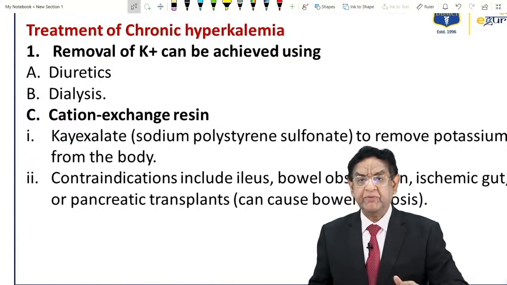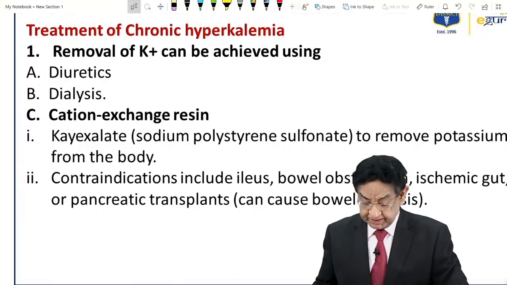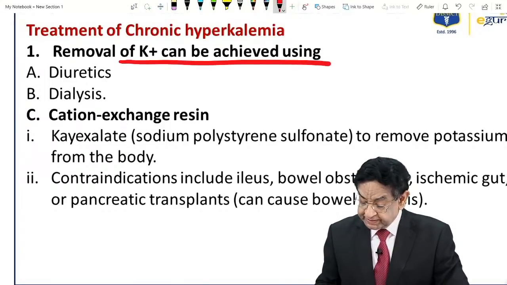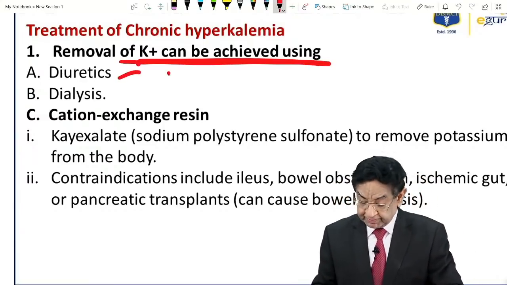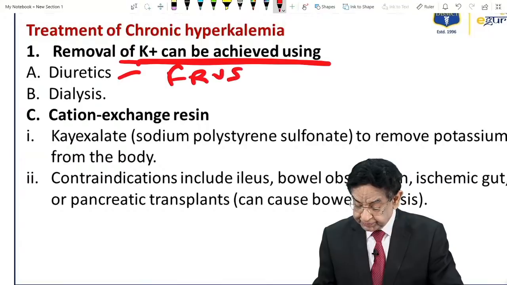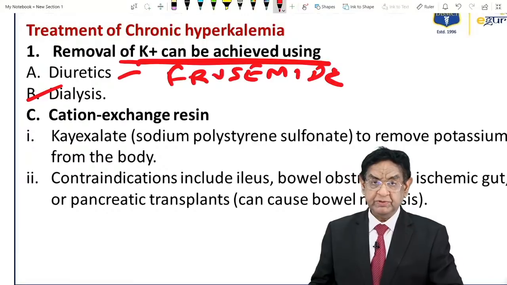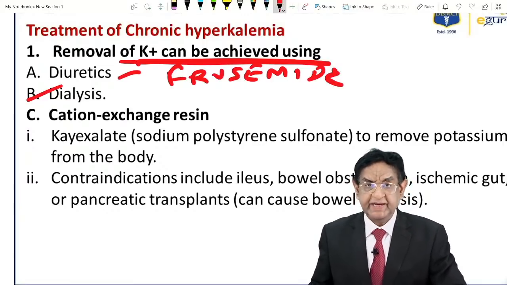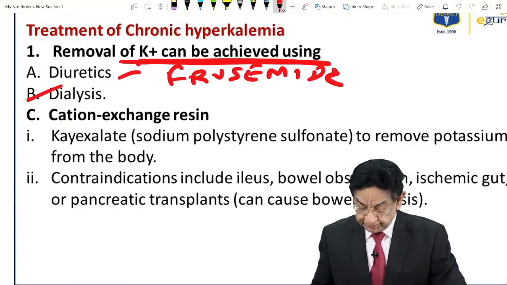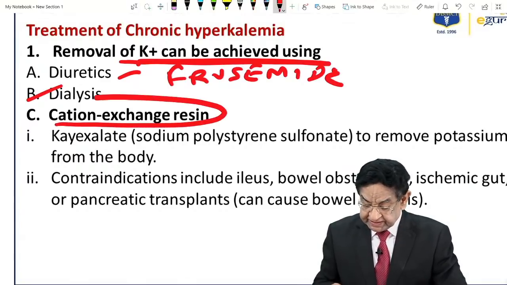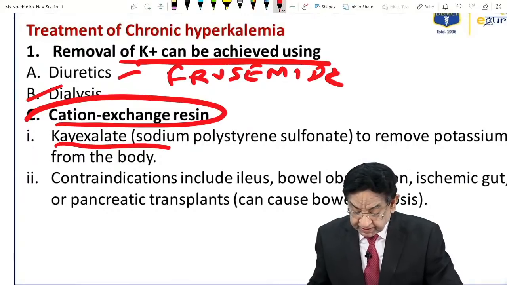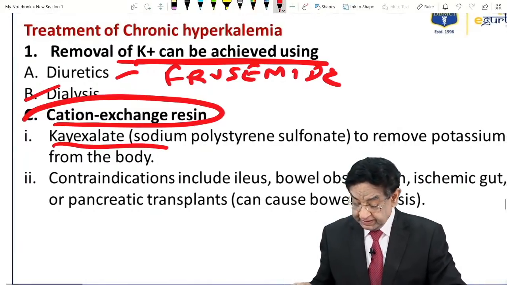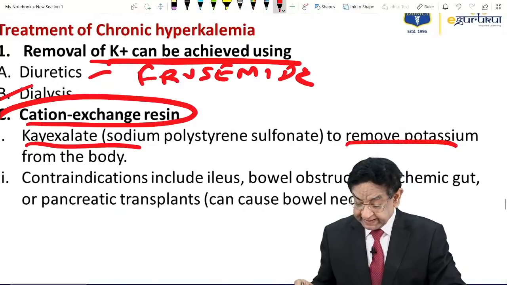Now, treatment of chronic hyperkalemia. Now we want to remove potassium from the body, so we can use diuretics like furosemide. We can even go for dialysis also. If the patient has chronic renal failure, it's automatically removed. We can use cation exchange resins like calaxate. It removes potassium from the body by chelation.